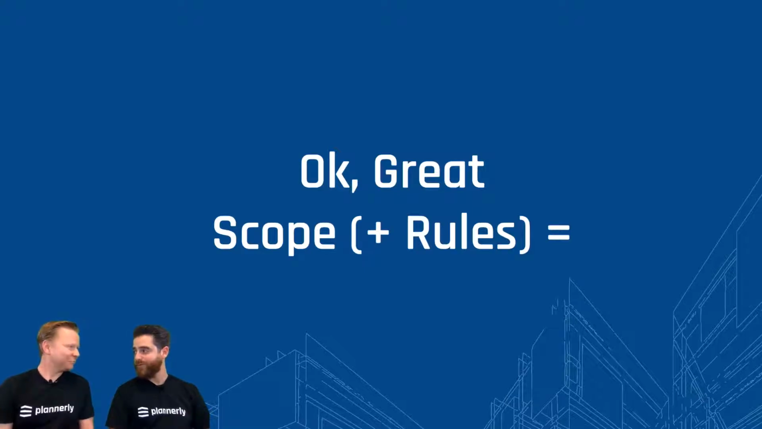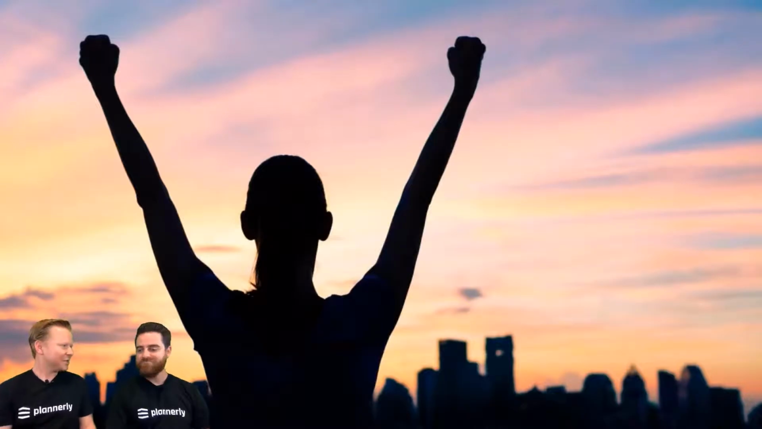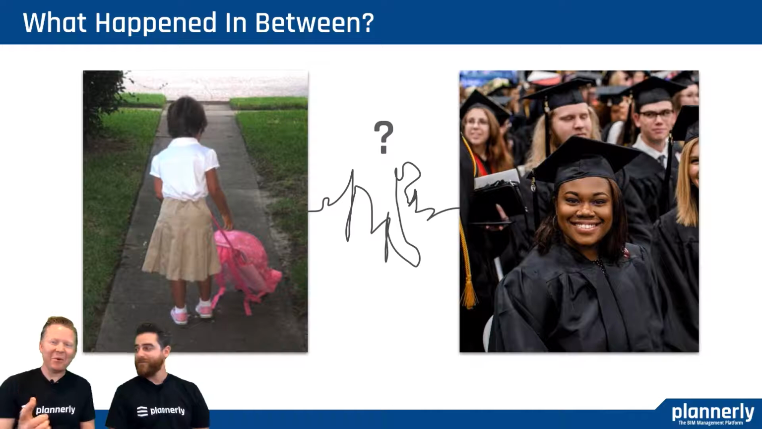Great. Yeah. We're done. So we have a scope. We've got a few rules. Yeah, we've got some rules in place. Success, yeah? Yeah. Easy. Sounds good. Let's go. Let's start a project. But what happens between starting and success?